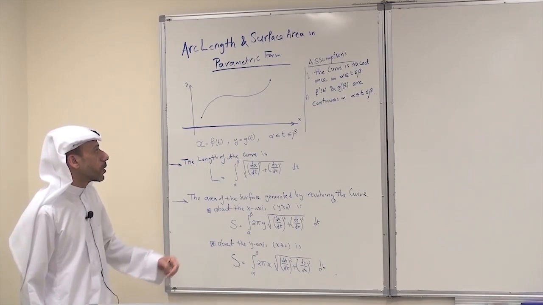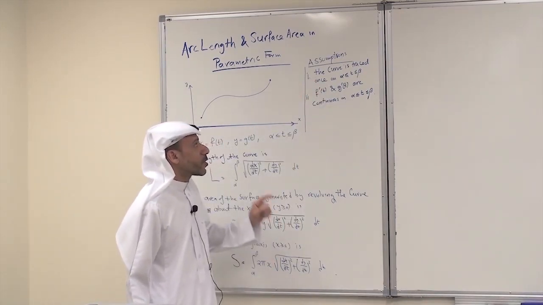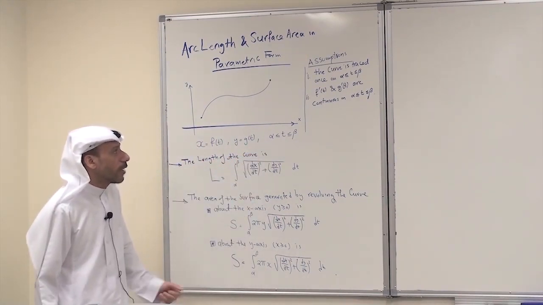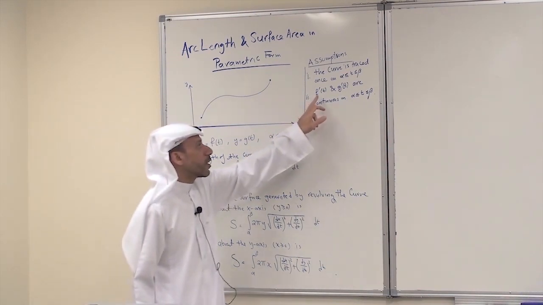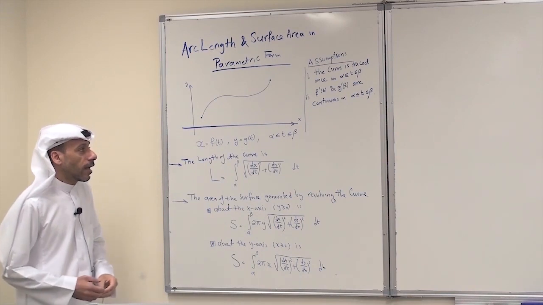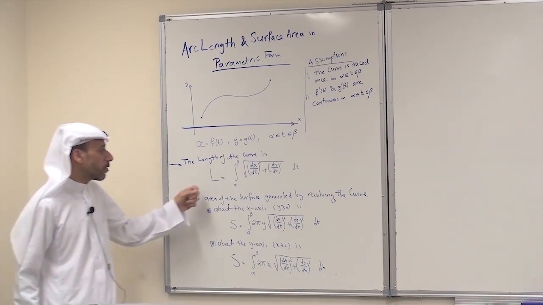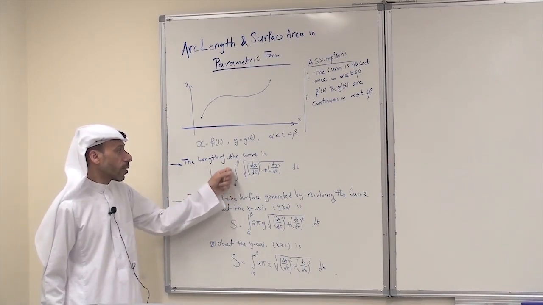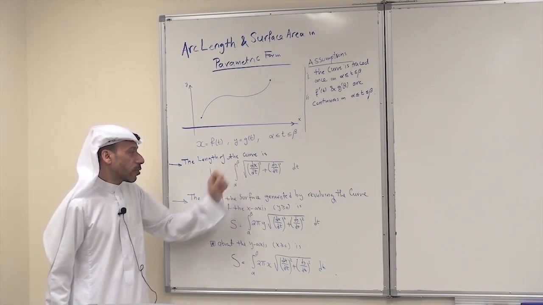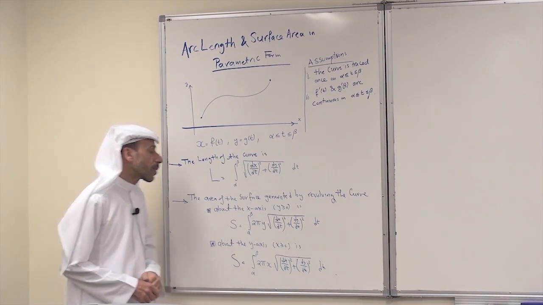Here we make two assumptions. The first assumption, we have to make sure that the curve is traced only once in the interval alpha to beta. And we have to assume that the derivatives f prime and g prime are continuous in the interval alpha to beta. Under these assumptions, the length of the curve will be given by this formula: the integral from alpha to beta of the square root of the square of the derivative of x with respect to t plus the square of the derivative of y with respect to t.